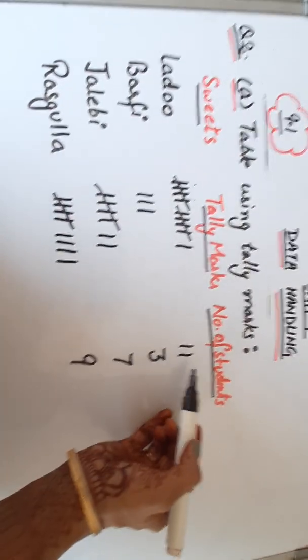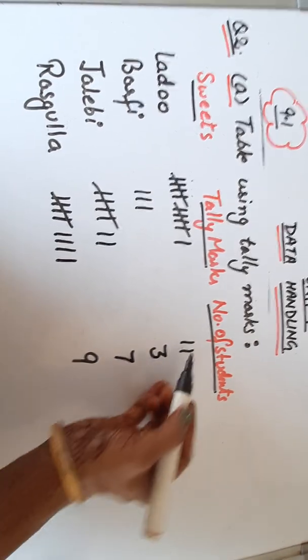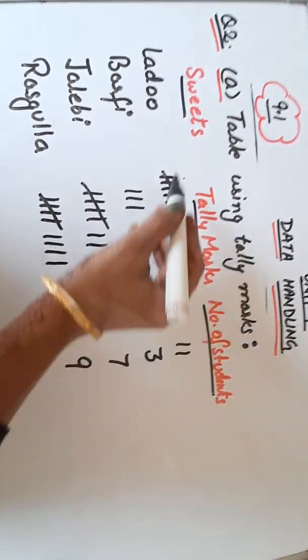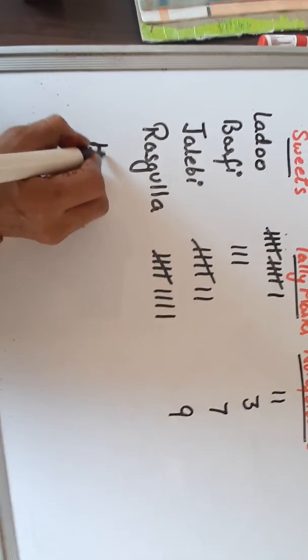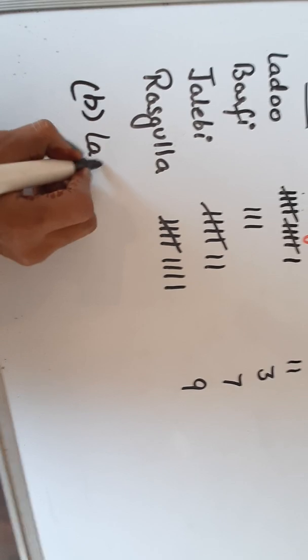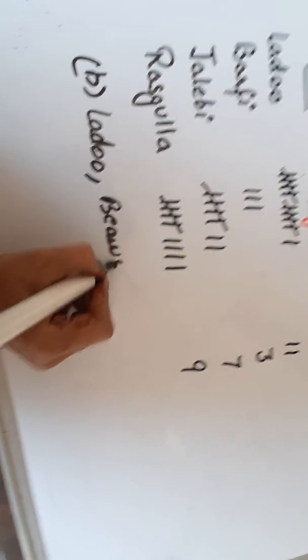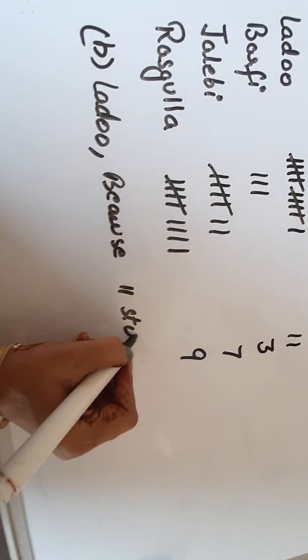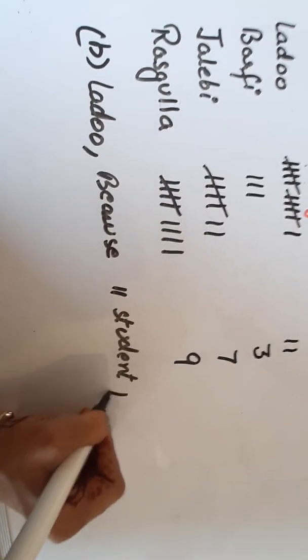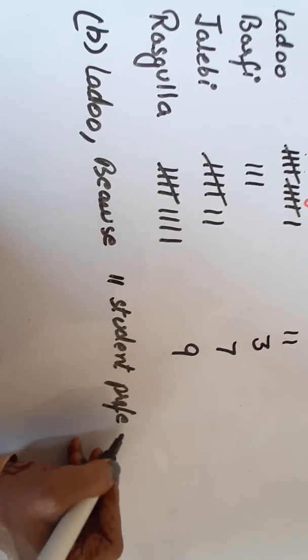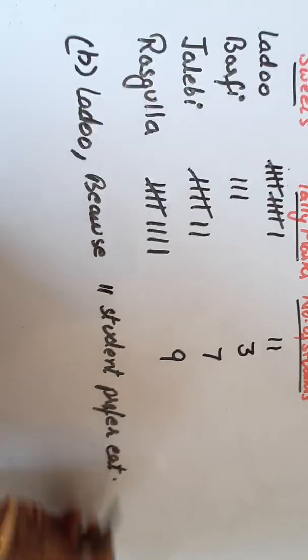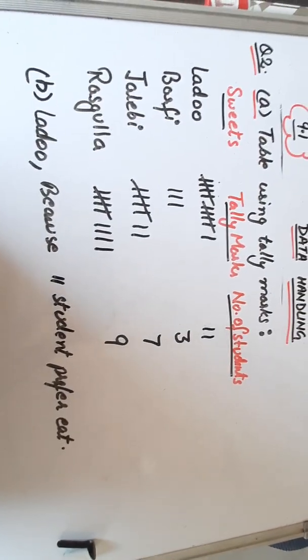Now let us see the B part. Which sweet is preferred by most of the students? So from this table you can see which sweet is preferred by most of the students. सबसे ज़्यादा बच्चे क्या पसंद कर रहे हैं? They are liking laddu. So we will write the answer for B part as laddu, because 11 students prefer eating laddu. Okay, so this is your answer.